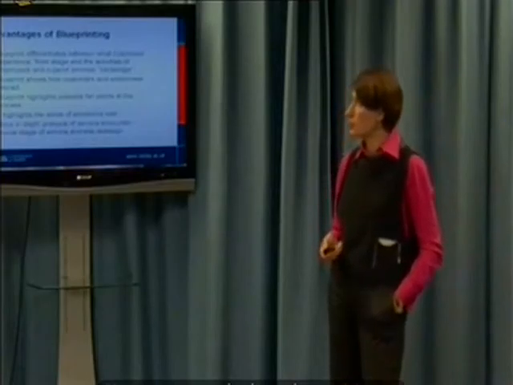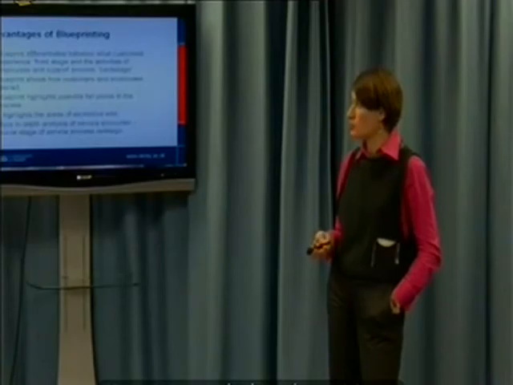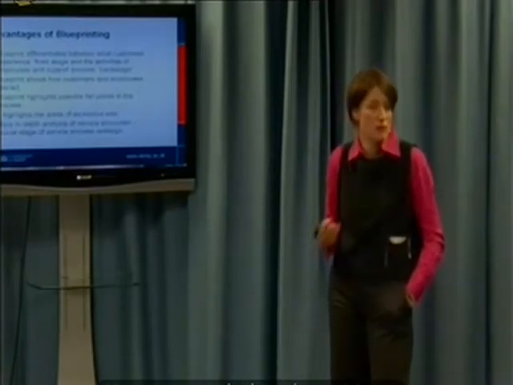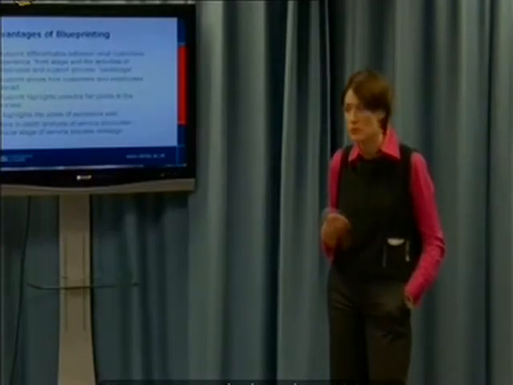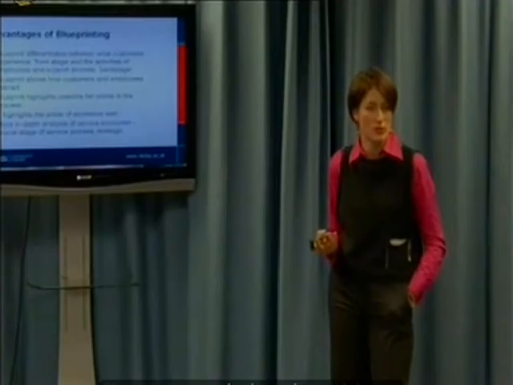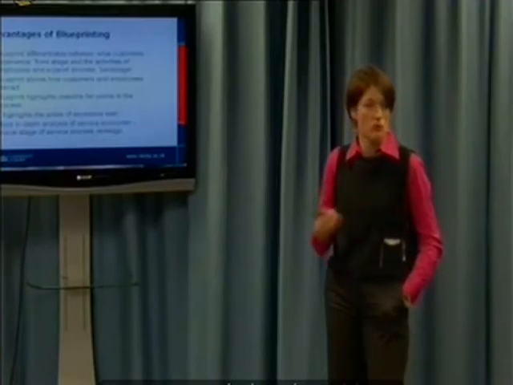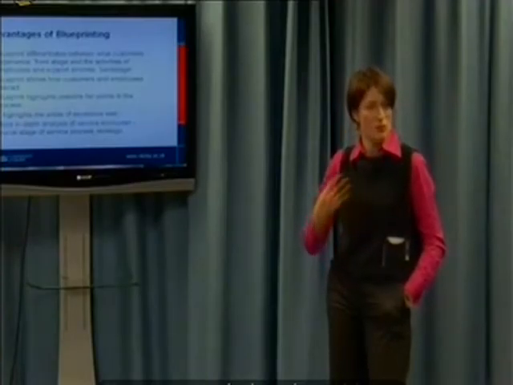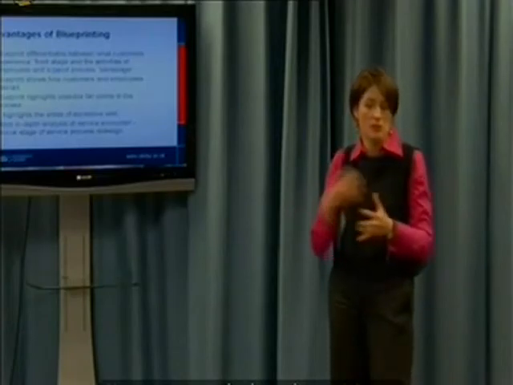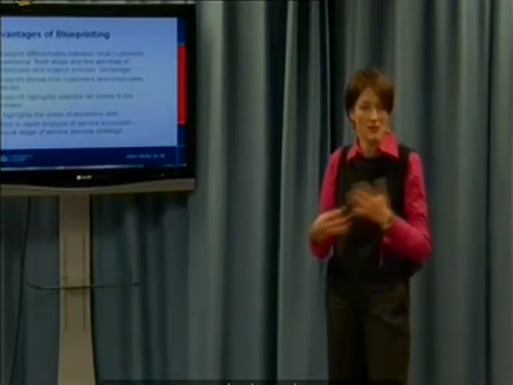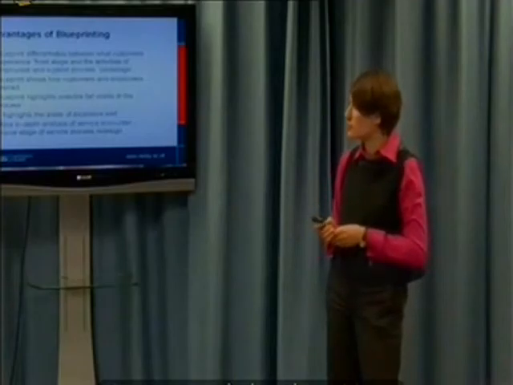The advantages of the blueprint: it differentiates between what customers experience front stage and what employees and support processes do backstage. The blueprint shows how customers, employees and the company interact. Unfortunately, a flowchart doesn't really show that. The process flowchart shows stages, but doesn't take into consideration interaction and that environment where the customer comes into close contact with the organization. It doesn't distinguish within those crucial areas.